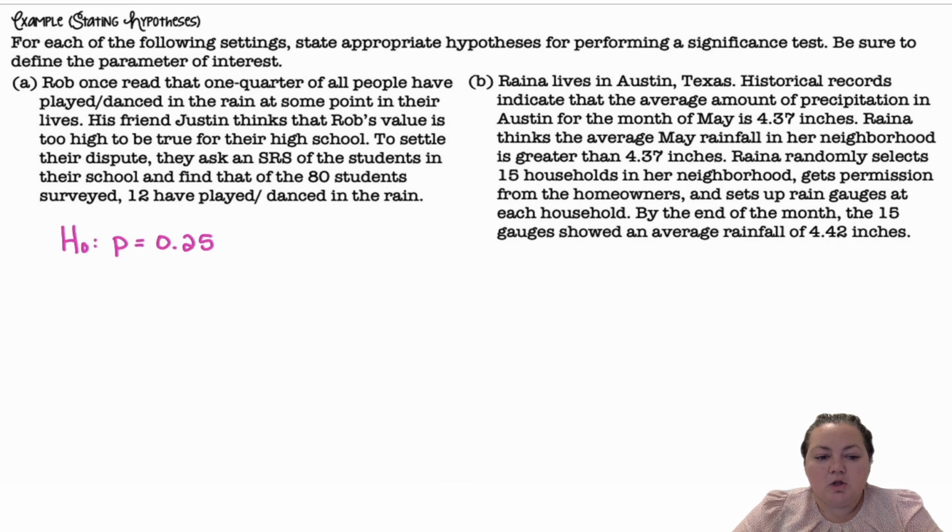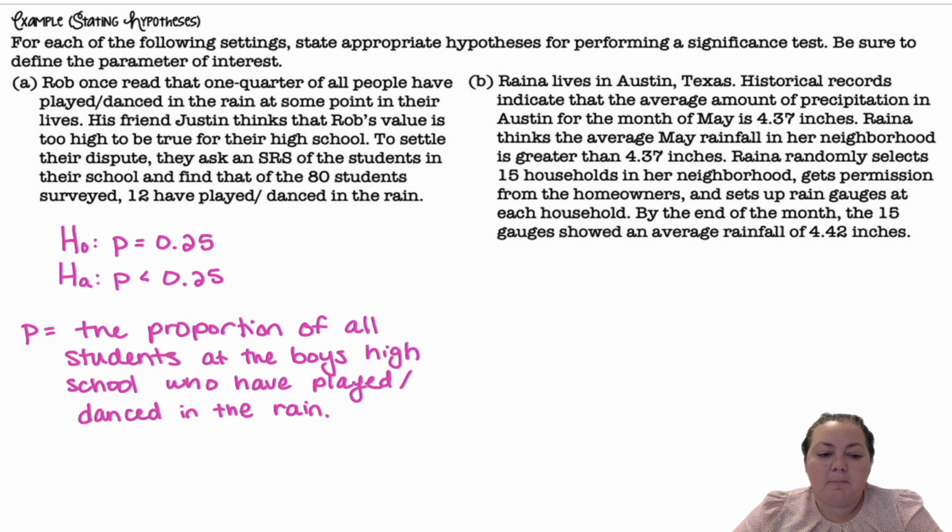So my null hypothesis would be that p, the population proportion, is equal to 25%, so 0.25. The alternative is that it's less because Justin thinks that value is too high, so he thinks it's less than 0.25. And p, the parameter of interest, is the proportion of all students at their high school who have played or danced in the rain. All right, part B.